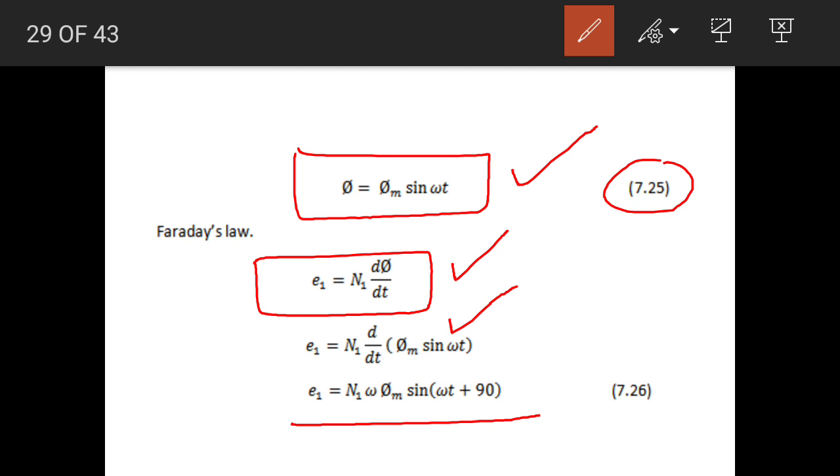You see, here is the maximum voltage across the primary winding. We know that the AC voltage varies sinusoidally with respect to time. This AC voltage has a maximum or peak value, and it has a phase angle which is 90 in this particular case.